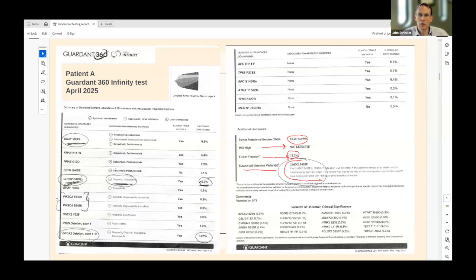Now, this patient may say, wait a second, I've got all these other mutations, don't they matter? I would call these ones passengers, not drivers. This one is the driver for sure. And then you've got emerging drivers right here. So that's my takeaway on this.